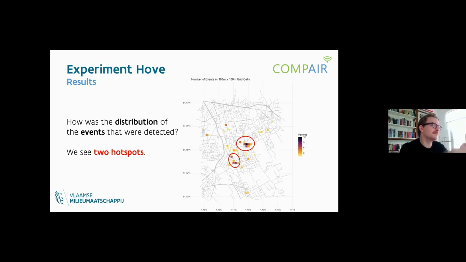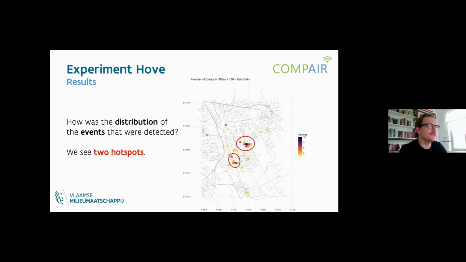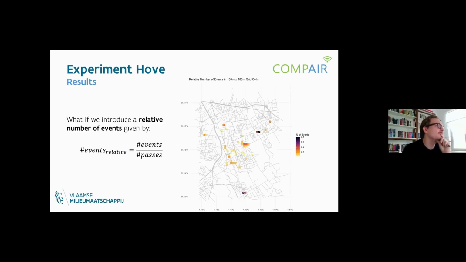But of course, these 2 hotspots are also in the area that got a lot of passes. So we need to be a little more careful. We can introduce a relative number of events, which is basically the number of events divided by the number of passes for each grid on the map. And then you see that these are a little bit suppressed. You can see 2 further away points that are a bit elevated.